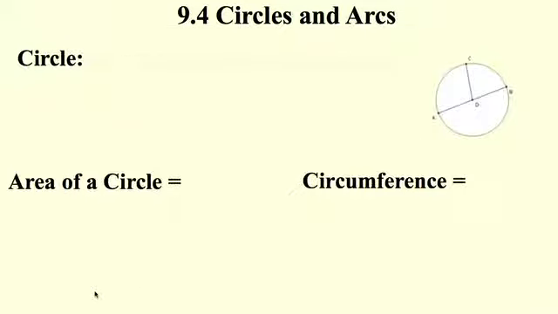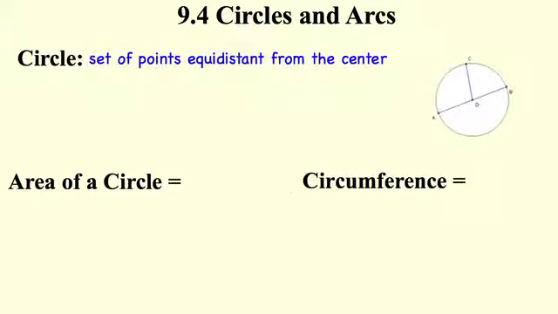Excellent. So I'm going to give you a lot of vocab this time, so if I go too quickly, pause me, rewind me, whatever you got to do. Let's make sure we know what a circle is. So here's the definition of a circle. I know you've been dealing with them for a long time, but there's the formal definition. Set of points equal distance from the center.